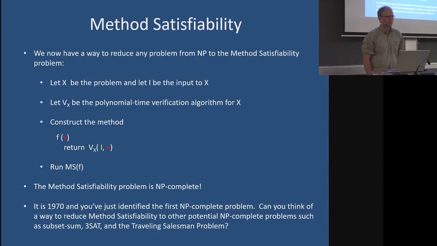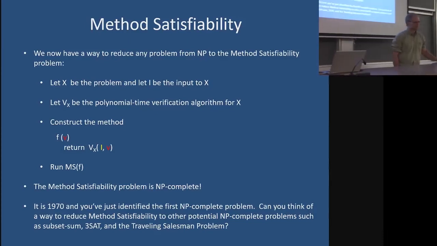Start finding other ones. And that's what they did. As soon as they proved the original NP complete problem, they started trying to find other ones. What will it take? This is our starting point. What do we have to do? Start with method satisfiability and reduce it to other problems.